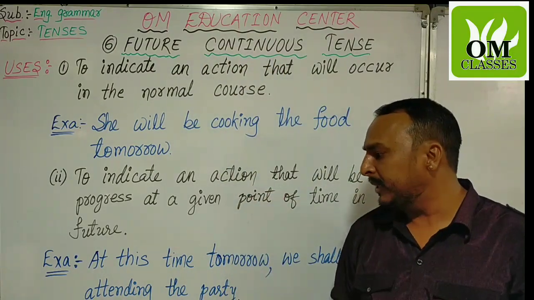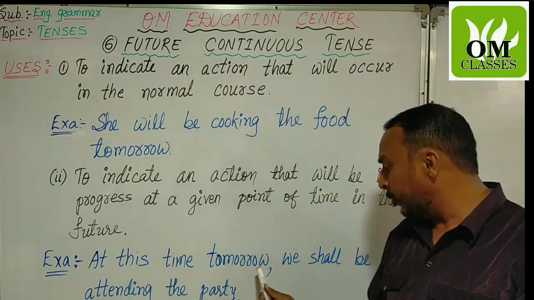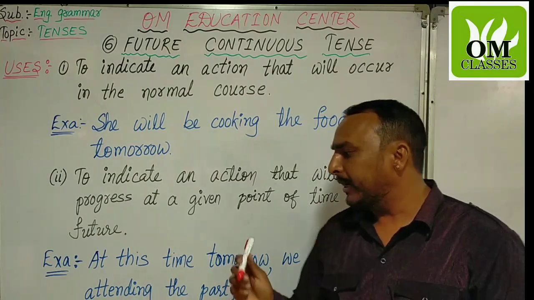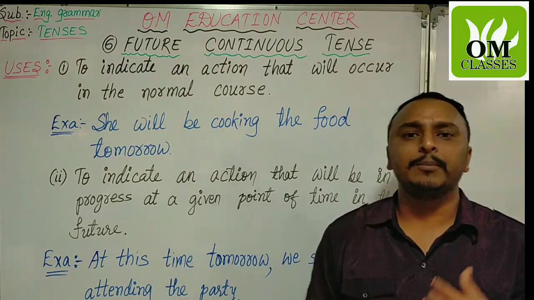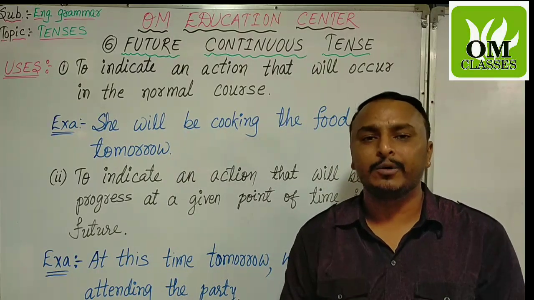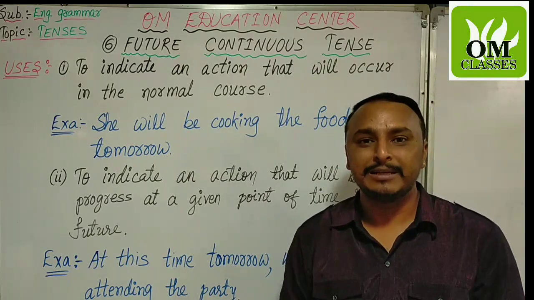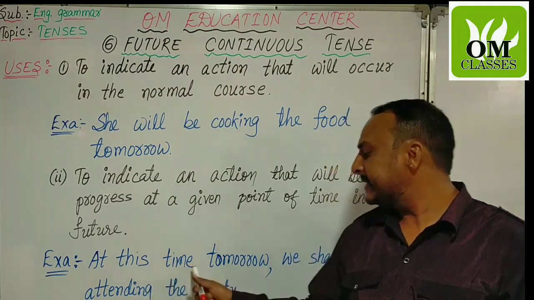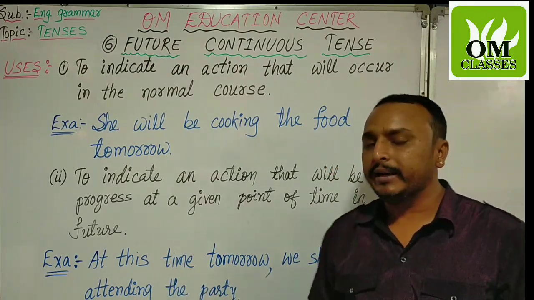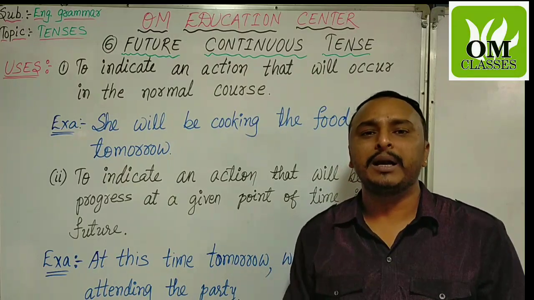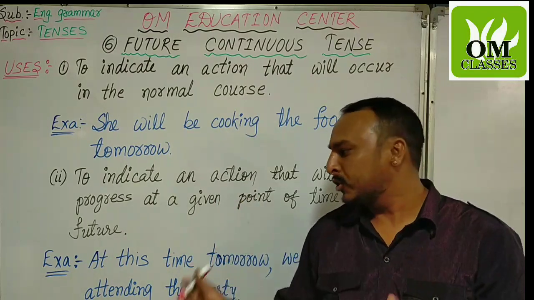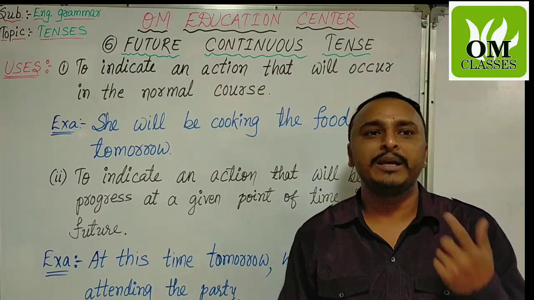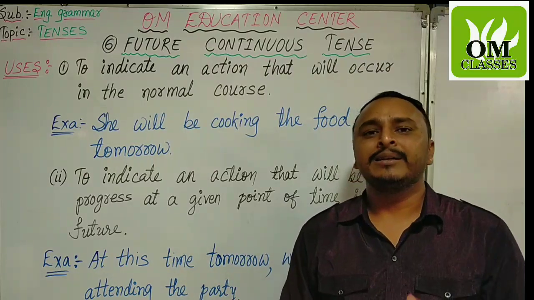Let's see the example. At this time tomorrow we shall be attending the party. Tomorrow at this time we will be enjoying a party. We are not so lucky, we will still be teaching. But for the sentence we can write: at this time tomorrow we shall be attending the party. For me, a party means teaching, that is my party. So at this time tomorrow we shall be attending the party.